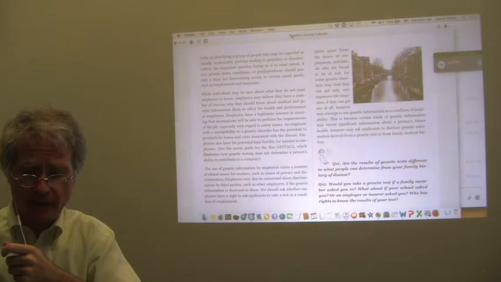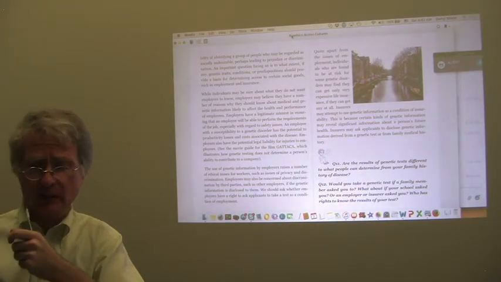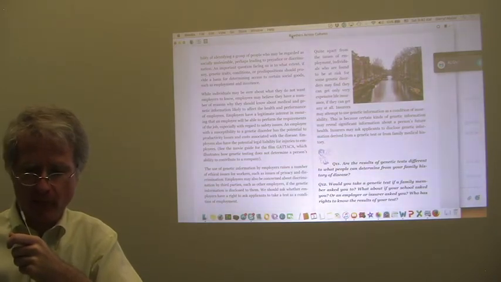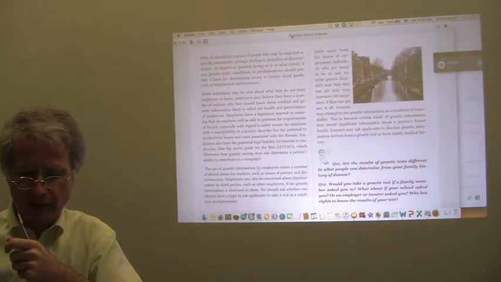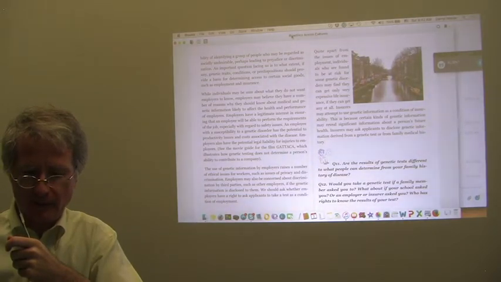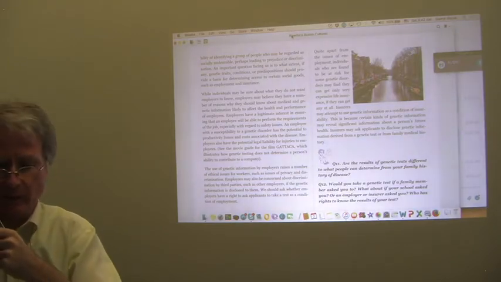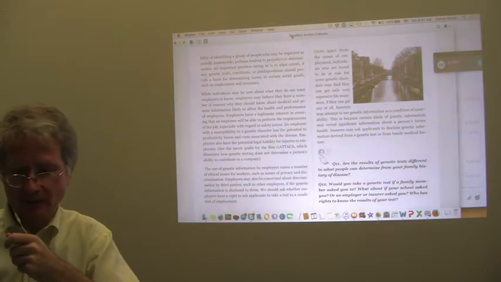So question 11, are the results of genetic tests different to what people can determine from your family history of disease? Question 12, would you take a genetic test if your family member asked you to? What about if your school asked you to? Or an employer or insurer asked you? Who has the rights to know the results of your test?